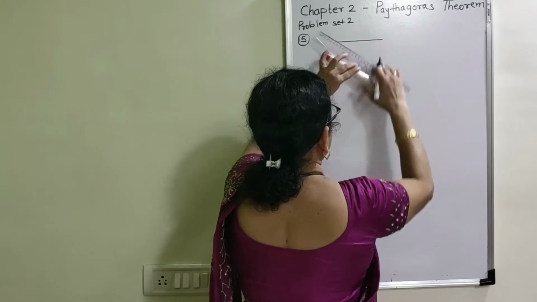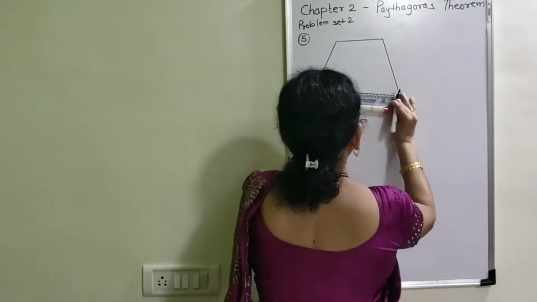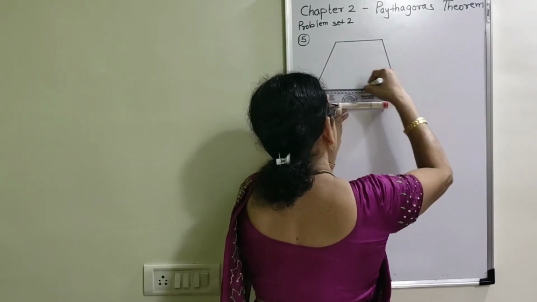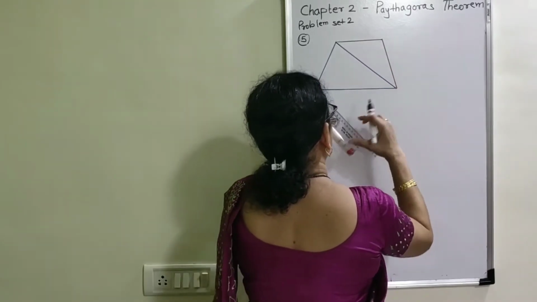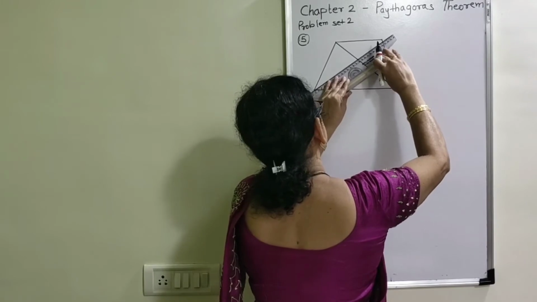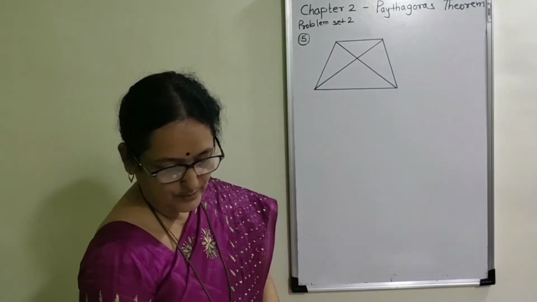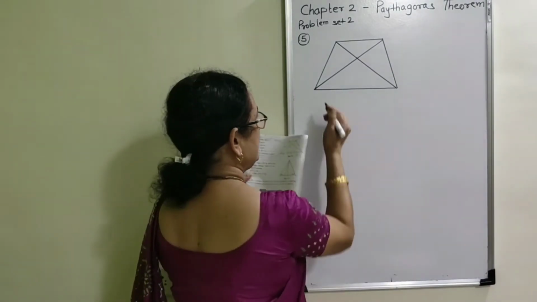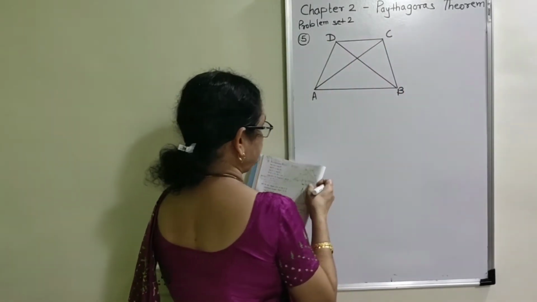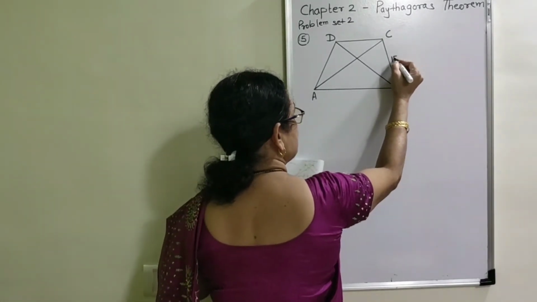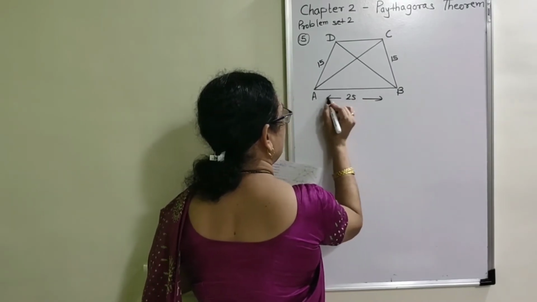A trapezium is given and non-parallel sides are congruent to each other, and therefore we can call this figure an isosceles trapezium. Both the diagonals of the trapezium are also given. Draw those diagonals. This is the exact given figure. I am going to write the names now. That is A, B, C and D. Here BC is given as 15, AD is also 15 and length of AB is equal to 25.